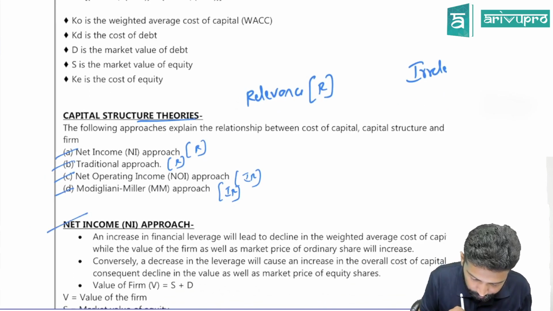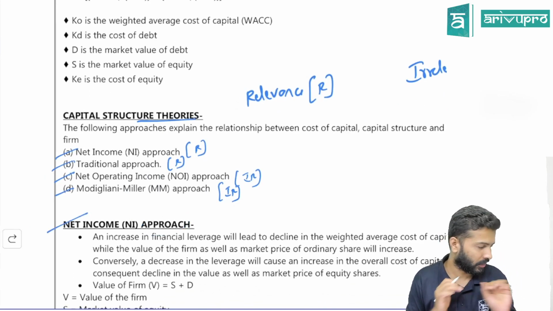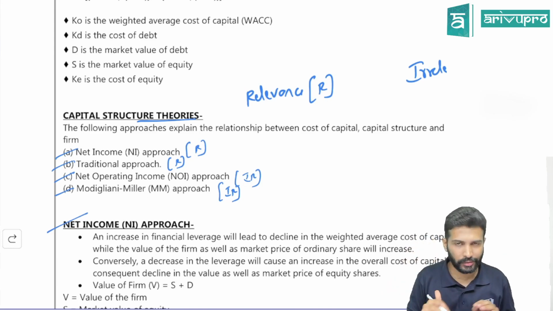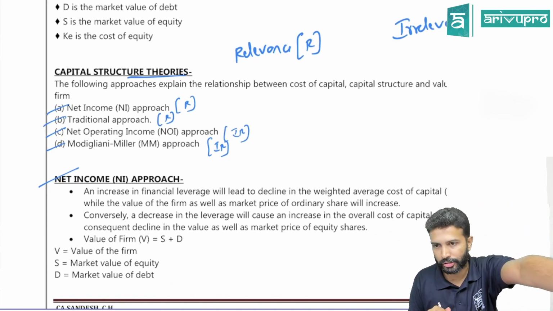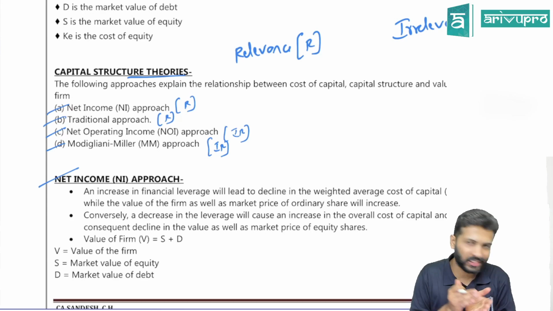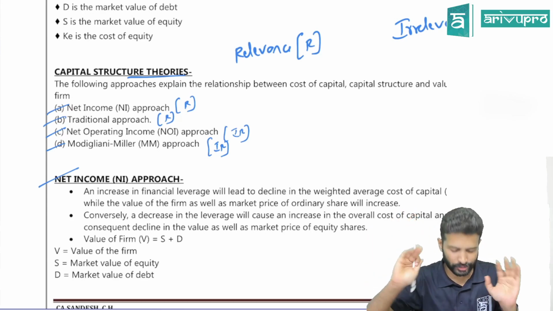First one is what? Net income approach. Carefully, you don't need to write down anything. Just listen to me. Everything you need to remember, I've brought it in the chart books. It is there, so you don't have to make summary notes. I've already done that for you. For now, just listen.